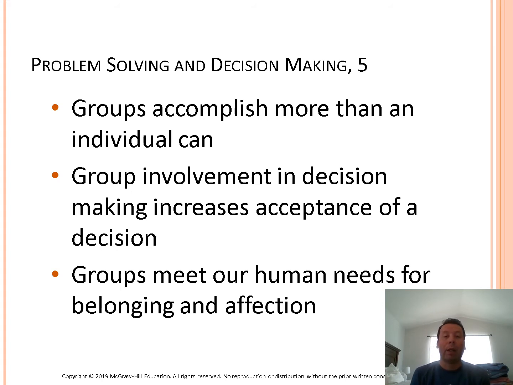All right. Group involvement in decision making increases acceptance of the decision. In other words, the idea that more people agree gives more merit to the idea that you made the right decision. And groups meet our human needs for belonging and affection, which means that when we start working as a group, we feel like we're part of a team. We feel like we're part of something, and that's very much a human need to feel a part of a group, right?